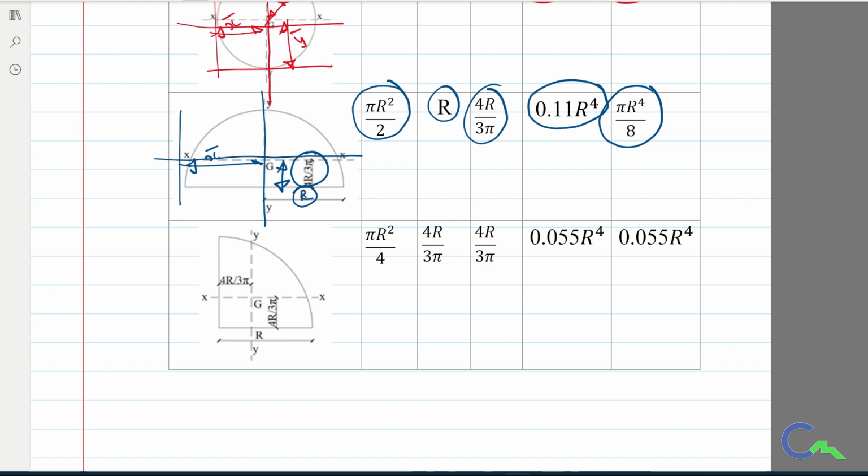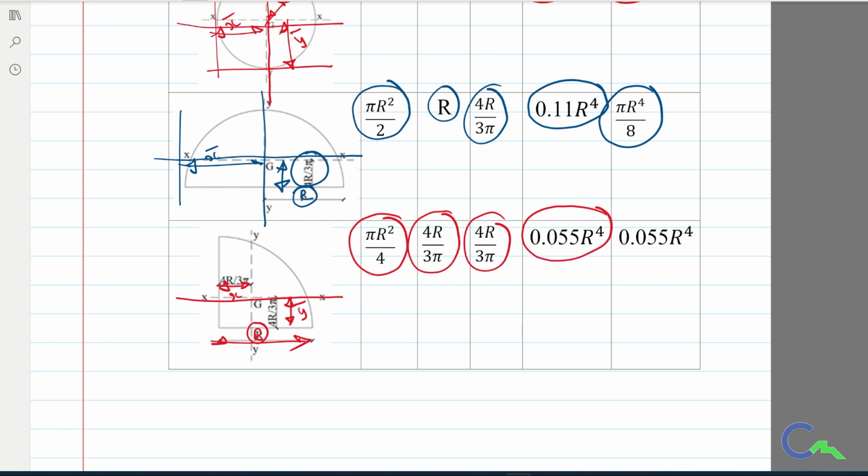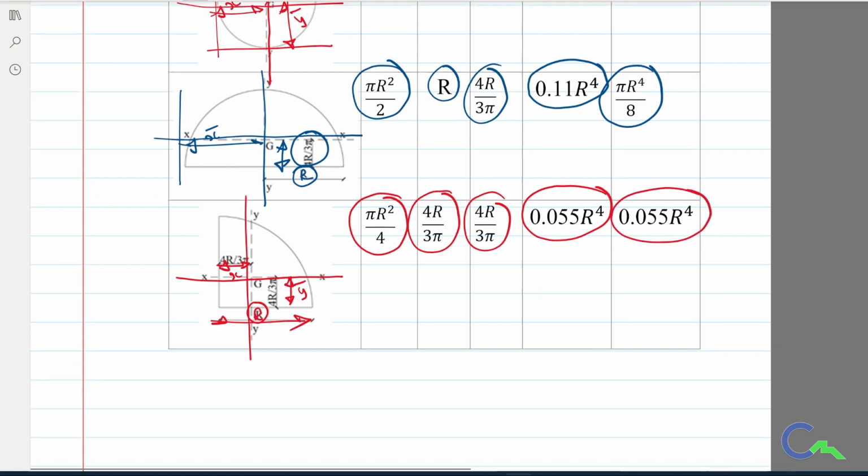Then if I consider a quarter circle of radius r, then the area is pi r square divided by 4. Then x bar distance, that we can get by using the formula 4r by 3 pi, and y bar distance we can obtain by using the formula 4r by 3 pi, and Ixx, moment of inertia about the horizontal centroidal axis, is 0.055 r to the power 4, and the vertical centroidal axis, that is 0.055 r to the power 4. So these are the basic formulas.